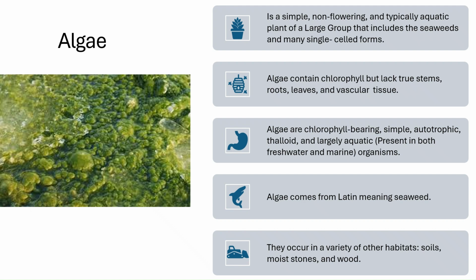Algae is a simple, non-flowering and typically aquatic plant of a large group that includes the seaweeds and many single-celled forms. Algae contains chlorophyll but lacks true stems, roots, leaves, and vascular tissue. Algae are chlorophyll-bearing, simple, autotrophic, thalloid, and largely aquatic organisms. That means they are present in both freshwater and marine. Algae comes from the Latin word meaning seaweed. They occur in a variety of other habitats too, like soils, moist stones, and even wood.